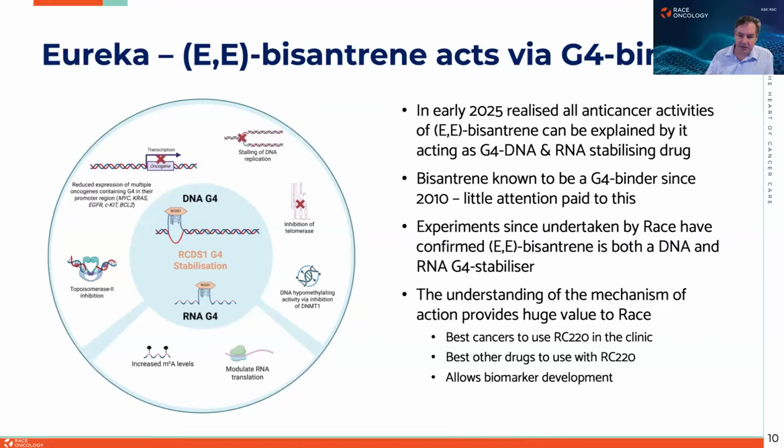Even from my perspective, what's potentially even more important is what other drugs to combine with RC220 in the clinic. There are hundreds and hundreds of drugs. If you combine that with the hundreds and hundreds of different types of cancers and subtypes, very quickly you get into an exponentially large problem of trying to identify what are the best opportunities out there. And knowing the mechanism of action allows you to rationally choose those.